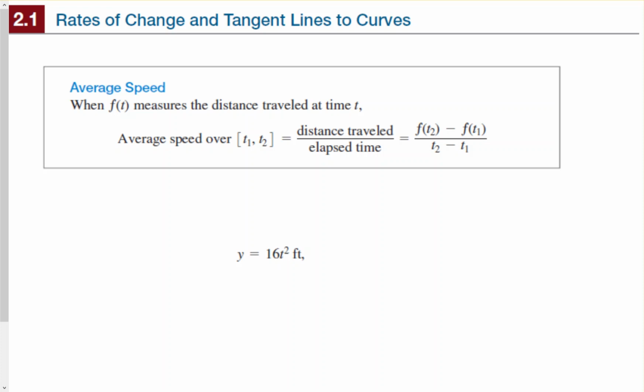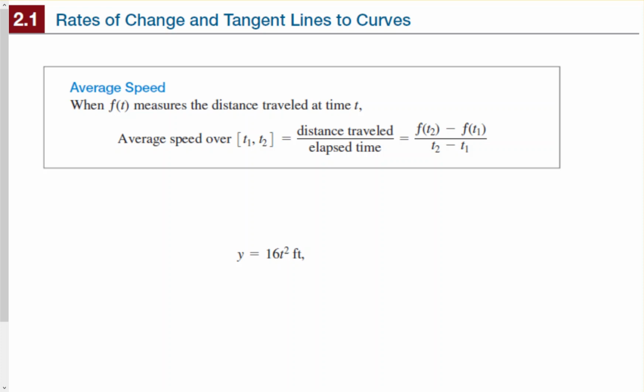We start off with 2.1, rates of change and tangent lines to curves. One of the first things we tackle in this section are the topics of average speed and instantaneous speed. And we start off with an example with the topic of freefall.